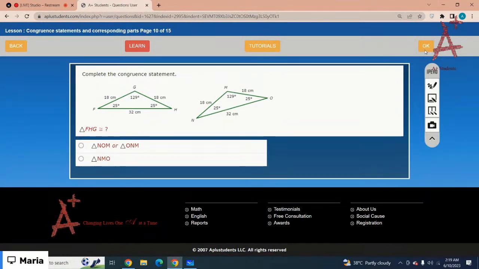Okay, the next one is complete the congruence statement, angle FHG. So F is 25, G is 129. So it would be NOM and ONM. Option number one is the correct option.